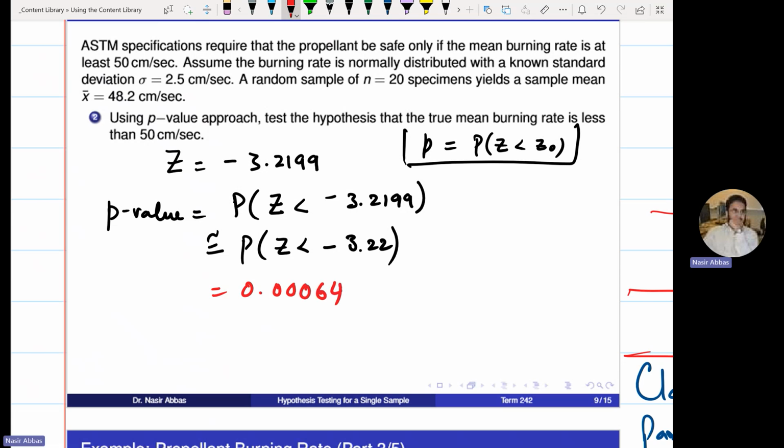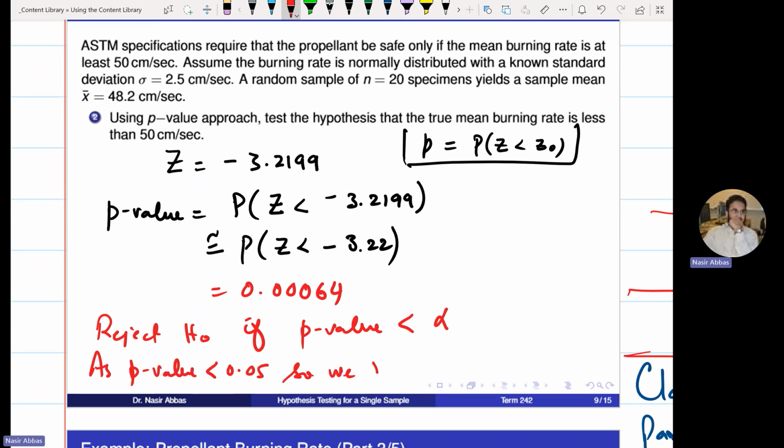Is this very small? What is the quantification of being small? Alpha is the quantification of calling it small. Is alpha given? No. What will you assume? 5%. Is this less than 5%? Yes. So you will say the p-value is less than 5%. So we reject H naught and conclude that, what do we conclude?